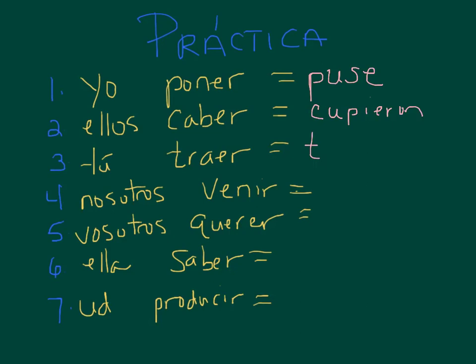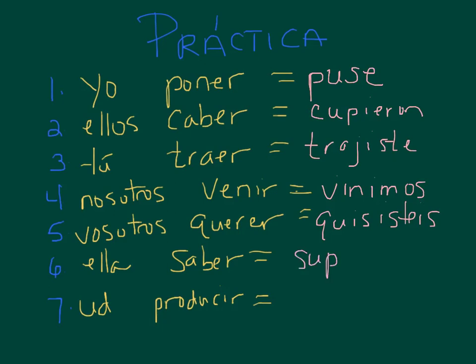Traer. Stem is traj. The ending in the tú form is iste. My new form, trajiste. Venir. The stem is vin. The ending in nosotros is imos. The verb, vinimos. Querer. The stem is quis. The ending in vosotros is isteis. My answer, quisisteis.